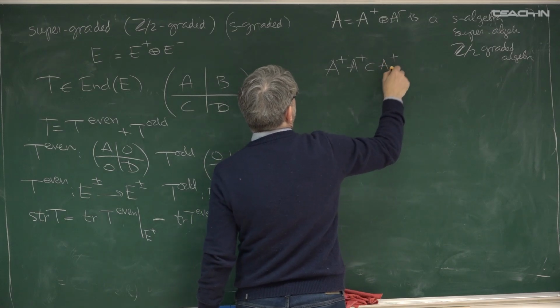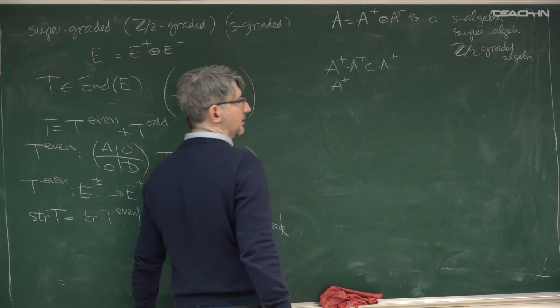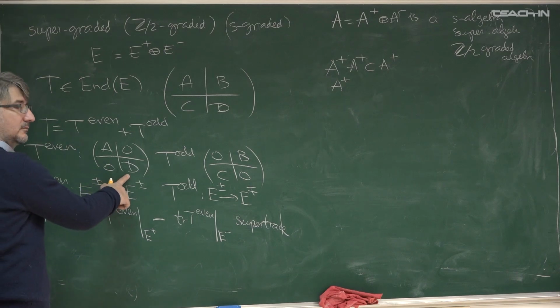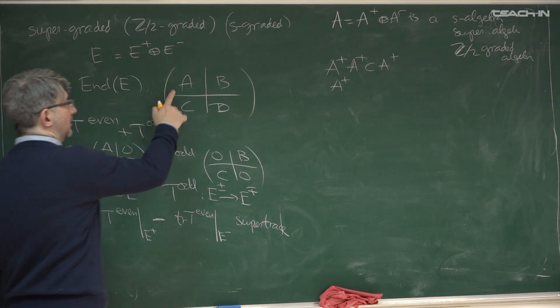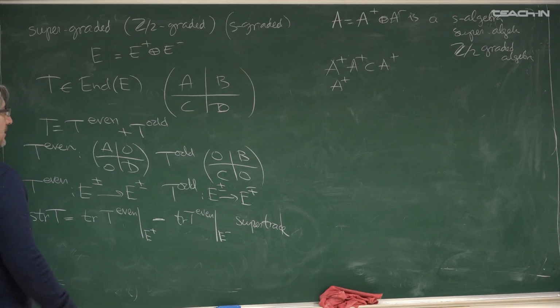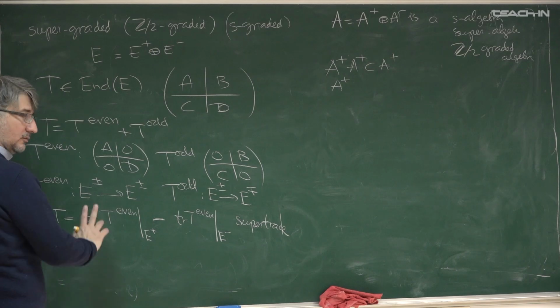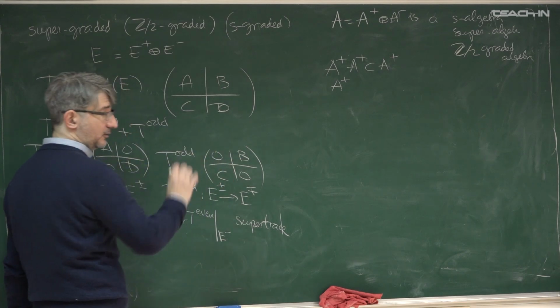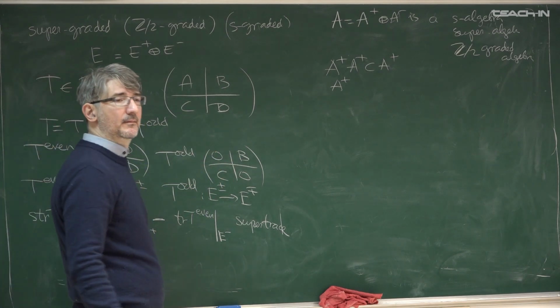we have obvious rules. May I ask a stupid question? Okay. So here it will be trace A minus trace D. We had here A, B, C, D. We have trace of the even part. Odd does not contribute to the trace because these elements are outside of the diagonal.